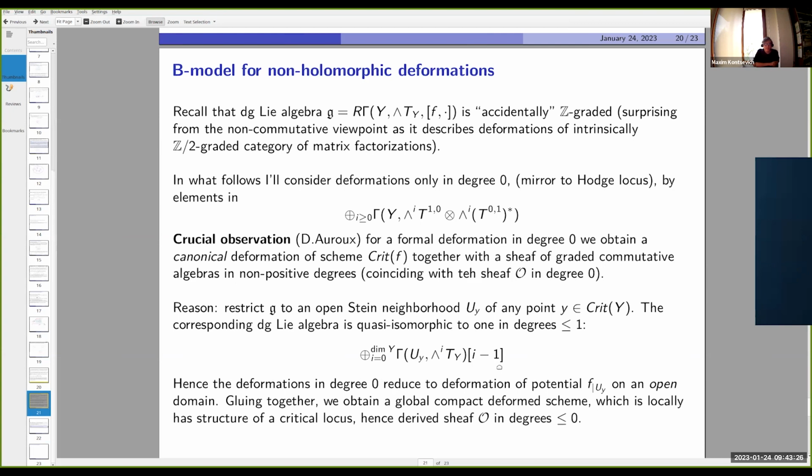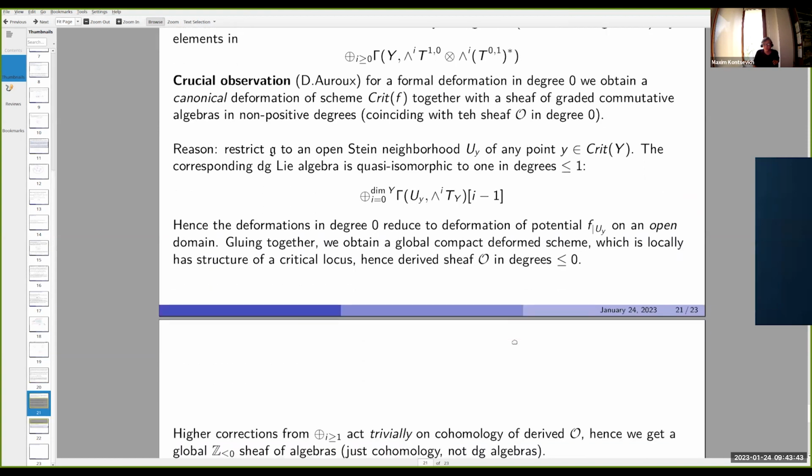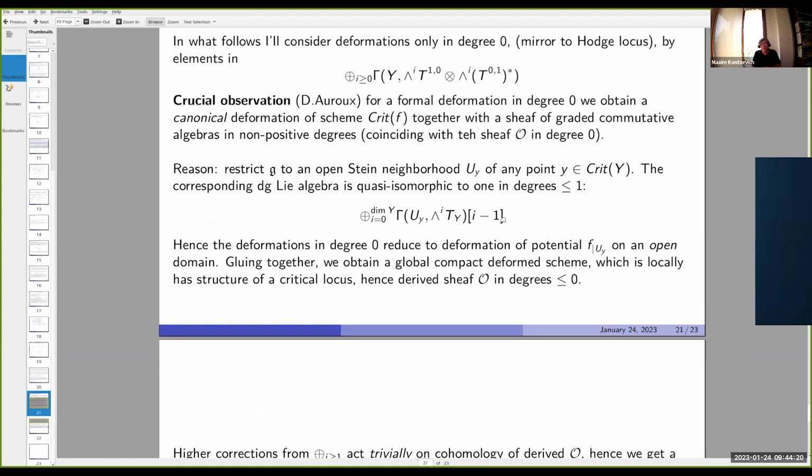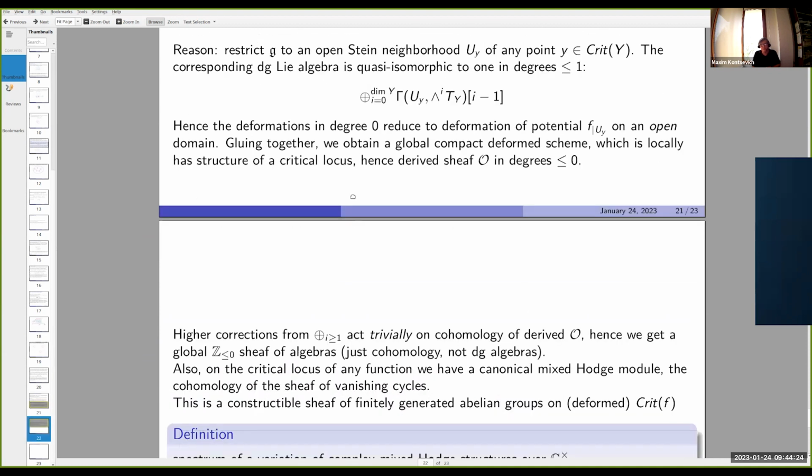And the claim is that one can glue them together. It's not totally obvious. And then one gets a global compact deformed scheme, which locally has the structure of a critical locus and has a derived sheaf O in degrees less than 0. So the picture is the following. When you solve the Markov equation, what you look at carefully is what you calculate in a Čech covering, say, instead of a Dolbeault resolution. And in a Čech covering, what do you do? You cover your critical locus by some Stein open domains, and on each Stein domain you deform the function, and then on the intersection you introduce some Beltrami differential and so on and so forth.